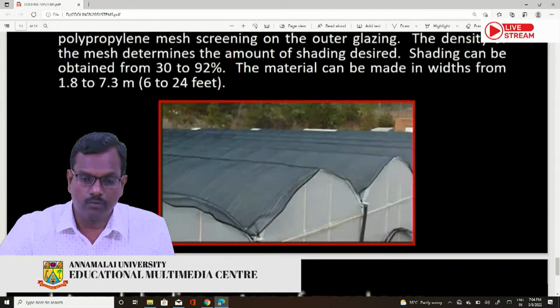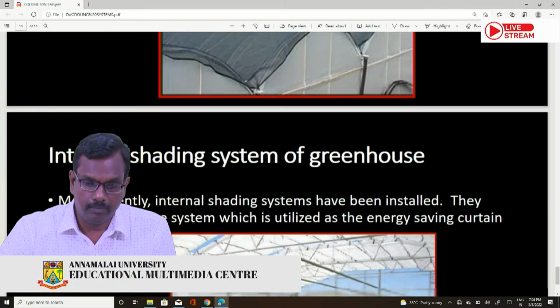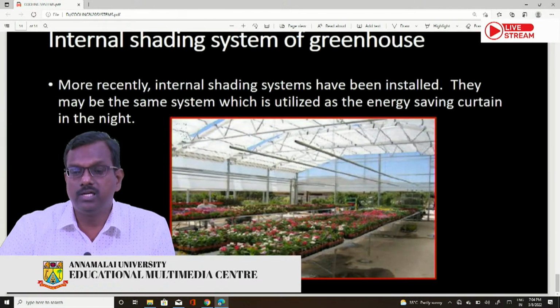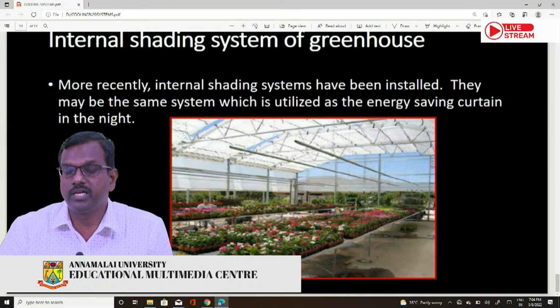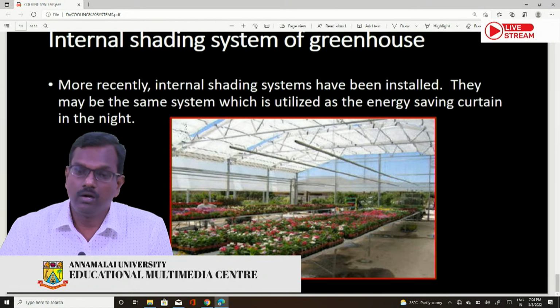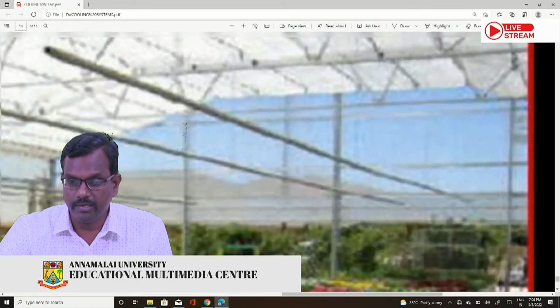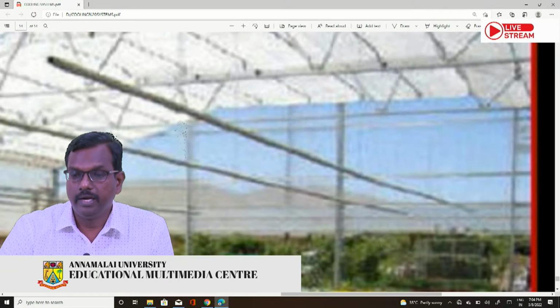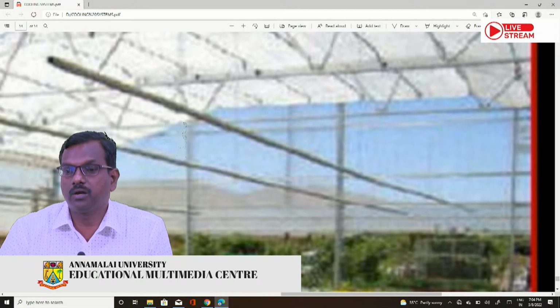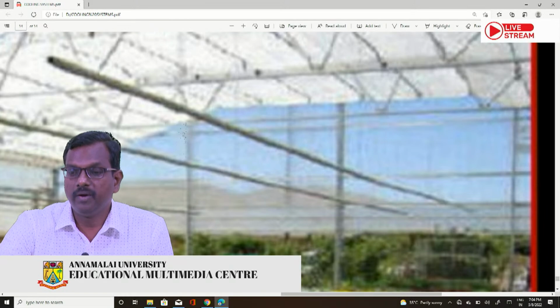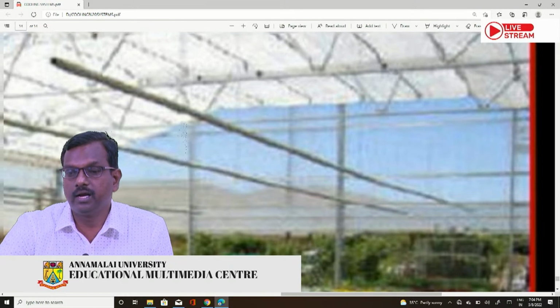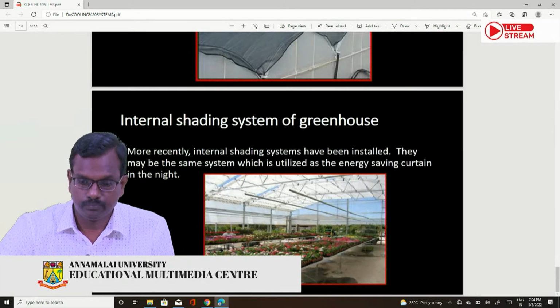And the last one for today is internal shading. The internal shading is achieved again with nets, not over the greenhouse but inside the greenhouse. You can see a dark net, mostly white or green in color depending upon the crops we are growing, is used. By this, the temperature inside the greenhouse can be reduced.